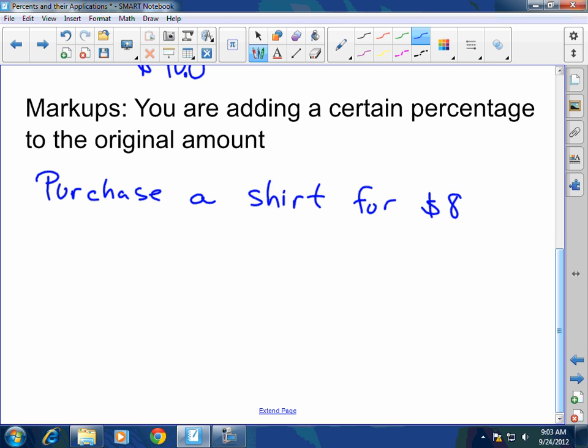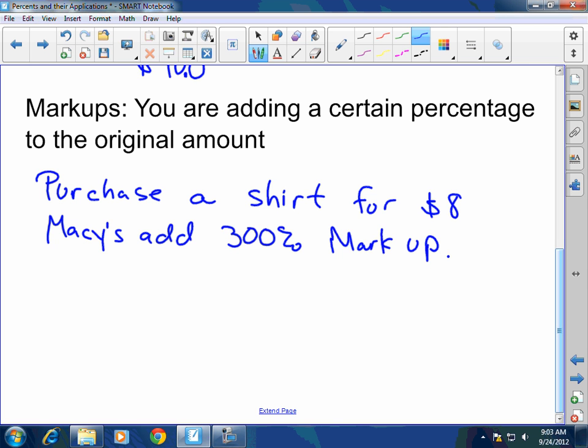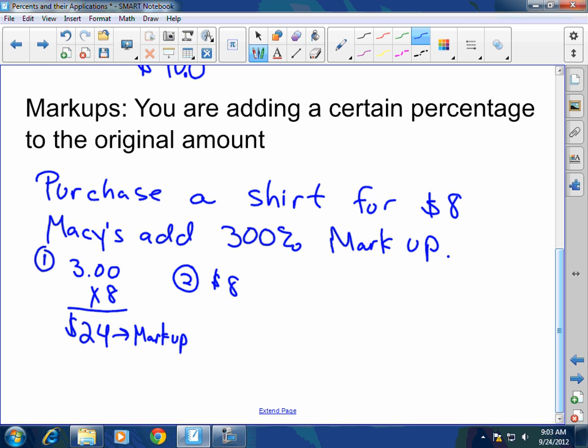Okay? Macy's adds a 300% markup. What that means is 300% of that value, they're going to take that value and add it to the original. So you got two methods again. You got 300%, which is 3.0, times 8, which is $24. That's the actual markup. That's how much the price is going to go up. Then step 2, $8 plus 24. You're going to pay $32. That's what you pay. That's what you and I pay. It went from $8 and they're going to make $24 off of you on each shirt.